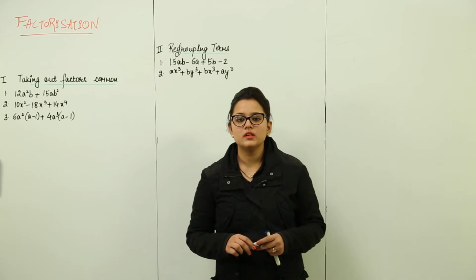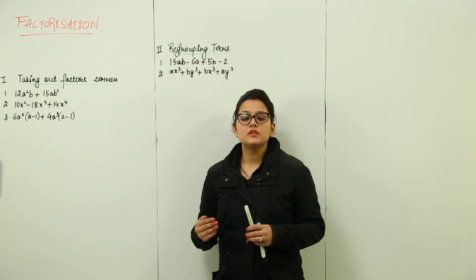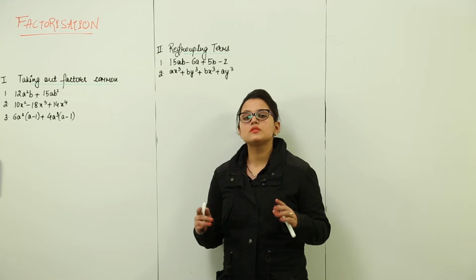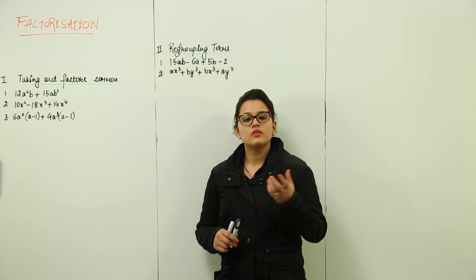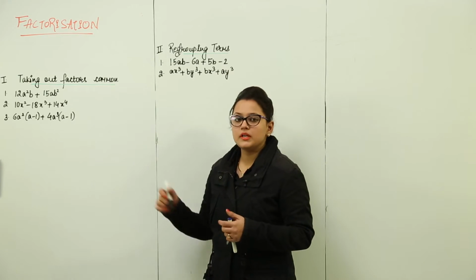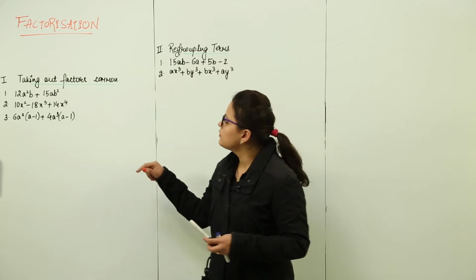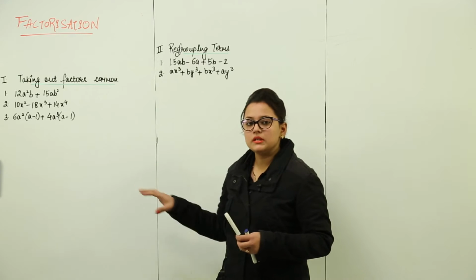The chapter for today is factorization. As we have already done, algebraic expressions were about the combination of variables and constants. Now we have to do the factorization separately. In factorization we have three different methods, and I will be discussing each method separately.